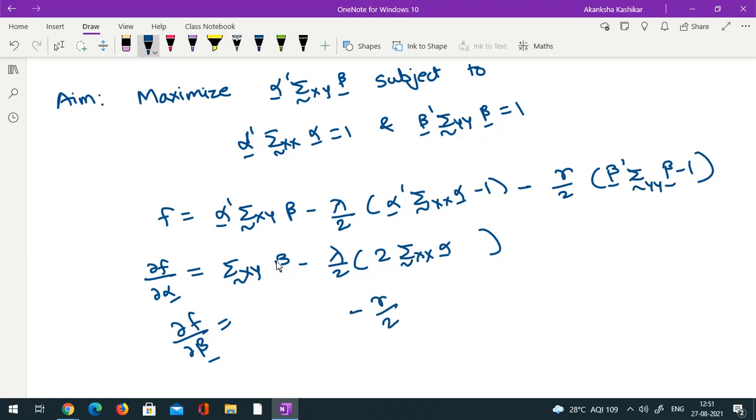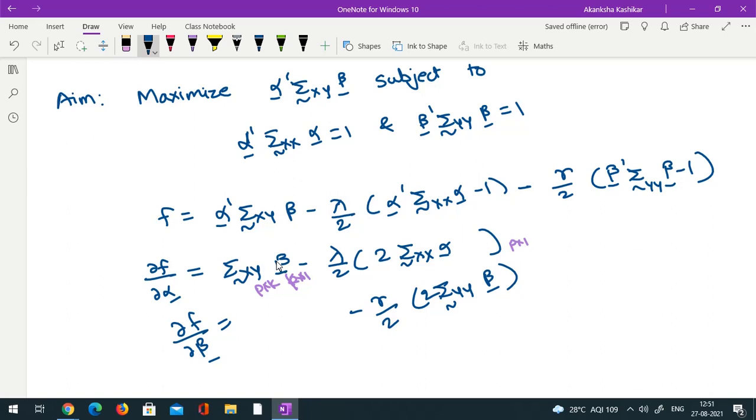Second term I can write similarly. No worries there, because there is no change. Correct? So now check the orders. Sigma xx alpha. This is p cross p and p cross 1. So overall order is p cross 1. And here p cross p and p cross 1. Correct? So overall order, no. P cross k and k cross 1. So overall order is again p cross 1. So no problem in this.